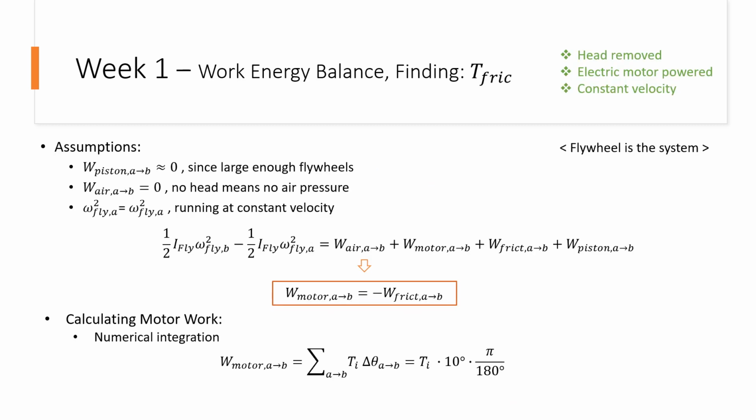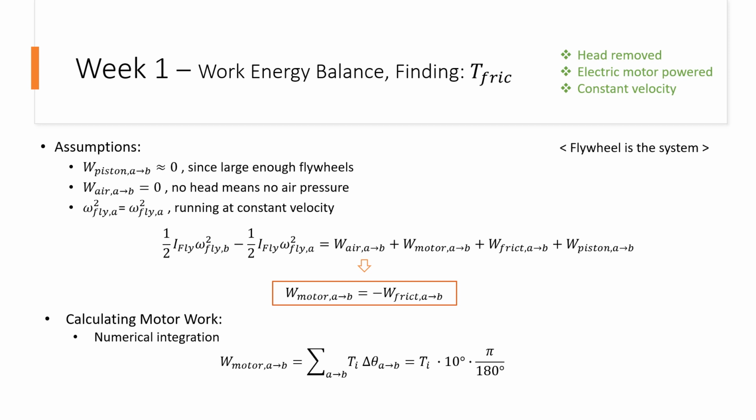Let's discuss the calculation of torque friction using the work energy balance method. First, we assume that the work done by the piston and air is zero. This is because the system has large enough flywheels, and there's no head, which means there's no air pressure. Also, to set up the system, we powered the electric motor and ensured that the flywheel runs at a constant velocity.